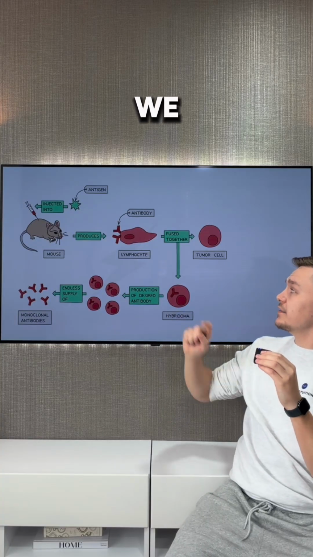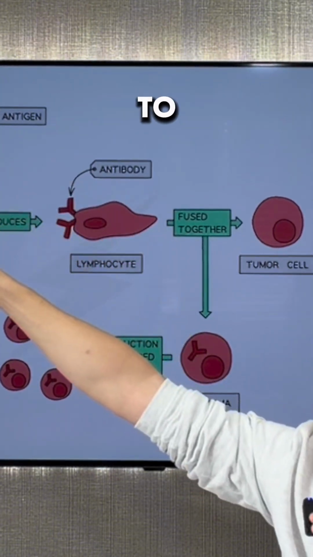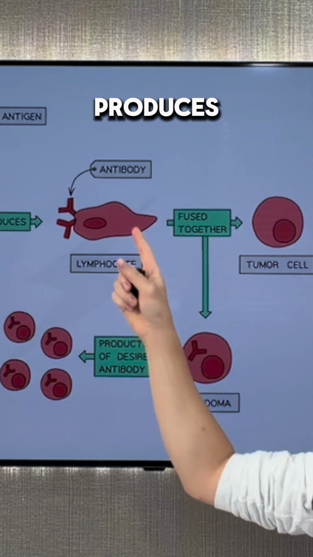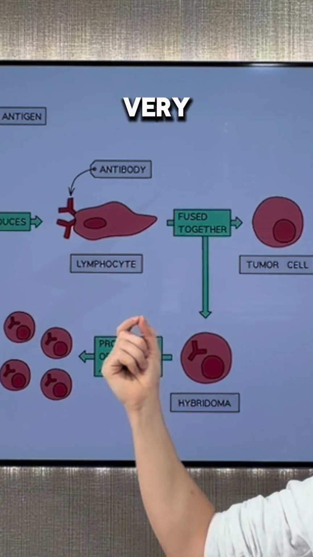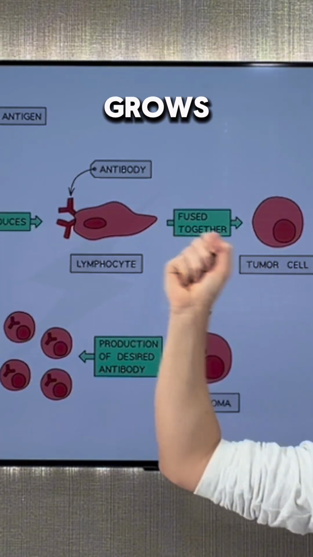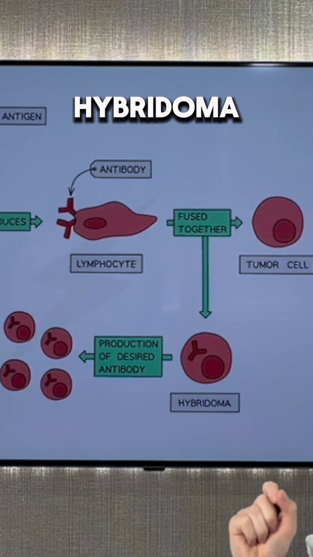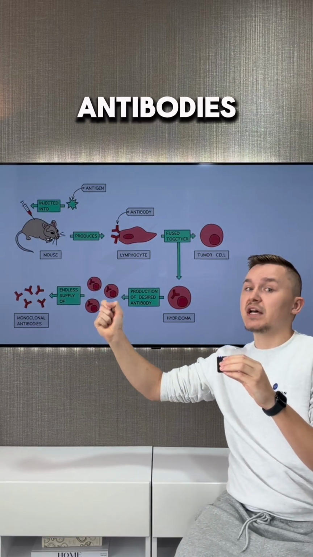Now, the reason that we fuse together this lymphocyte, which produces those antibodies specific to that antigen, with a tumor cell is because this lymphocyte produces these antibodies, but there's only one of these lymphocytes and it's not doing it very quickly. And a tumor cell grows rapidly. So by fusing these together, we get the best of both worlds. We get a hybridoma, which is a cell which produces lymphocytes, which produce antibodies super quickly.